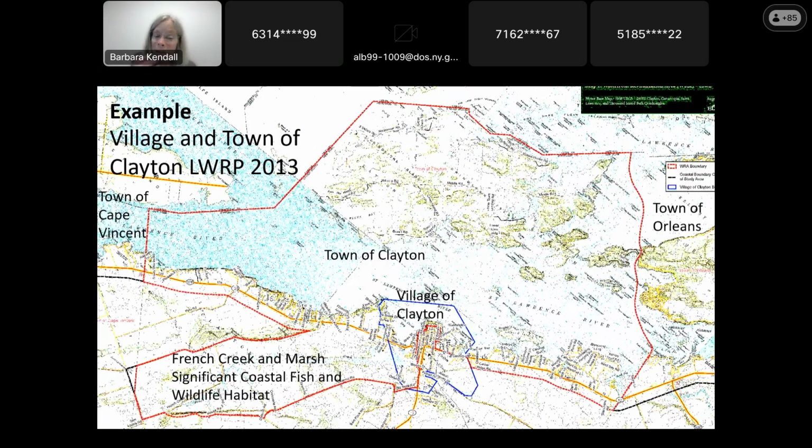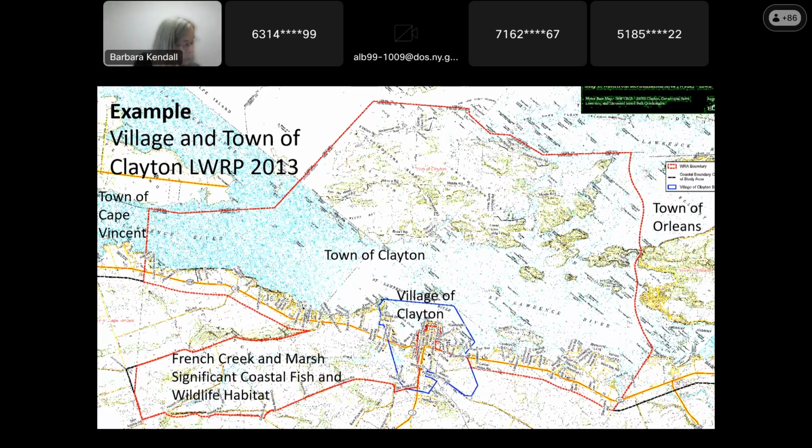Then later on, similar to Cape Vincent, the town of Clayton decided they wanted to do an LWRP and join with the village in a joint LWRP. Again, the town has to adopt it on their own as well, but they did some joint planning to update the village's LWRP and then do a town LWRP. So for the town, okay, where are they going to draw their boundary? This is a little bit different than other areas of the state, because you will know that the red boundary of these towns along the St. Lawrence River goes to the Canadian border.